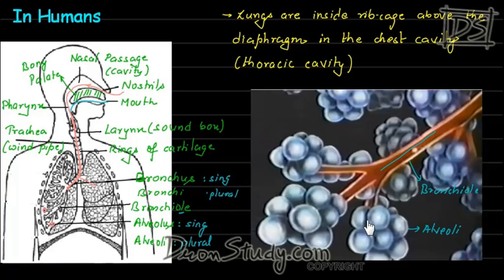Okay. Then students, here we haven't talked about another structure that you can see over here. See this one. This is called the bony palate. This is a structure of bone, students, which separates the air passage and the food passage so that they do not get mixed.